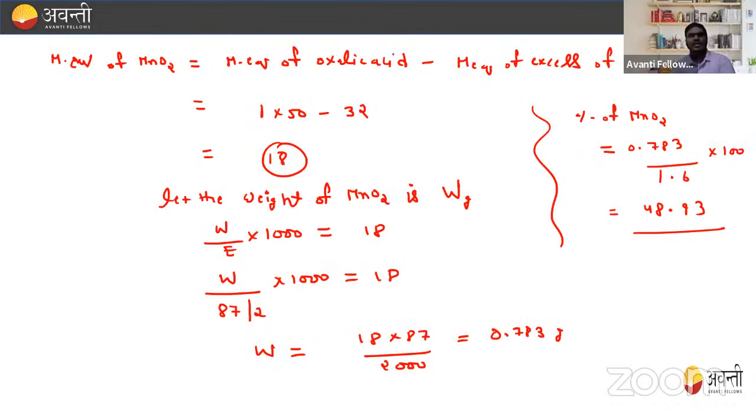Now, the molar equivalent of MnO2 is equal to the molar equivalent of oxalic acid minus the molar equivalent of excess oxalic acid. So this is equal to 1 into 50 minus 32, which is equal to 18. Now let the weight of the MnO2 be W grams. So W upon E into 1000 is equal to 18. On solving, we get W equal to this much, right? Now the percentage of MnO2 comes out to be 48.93. So 48.93 is the correct answer for this question. I hope this is clear to you.